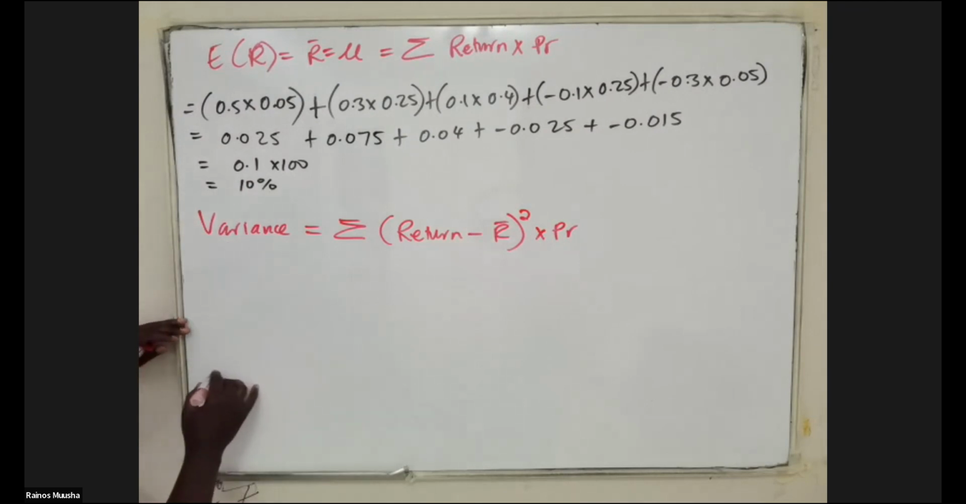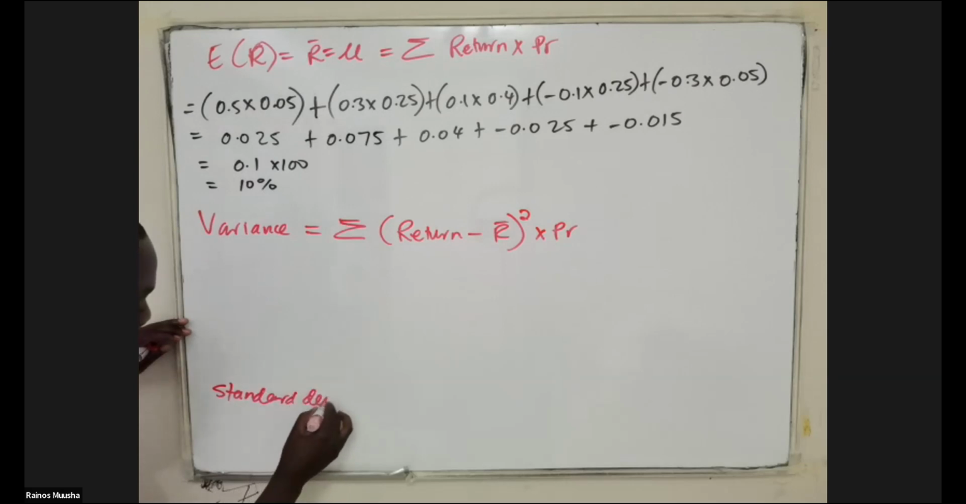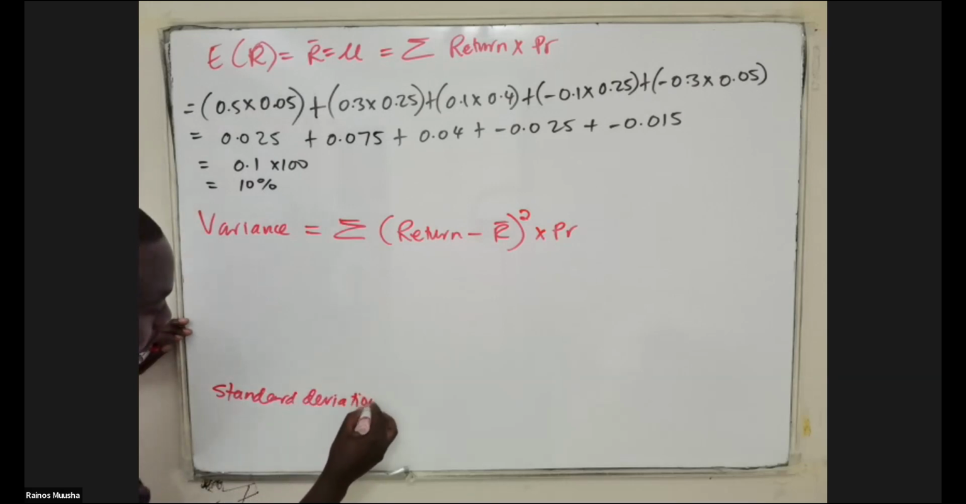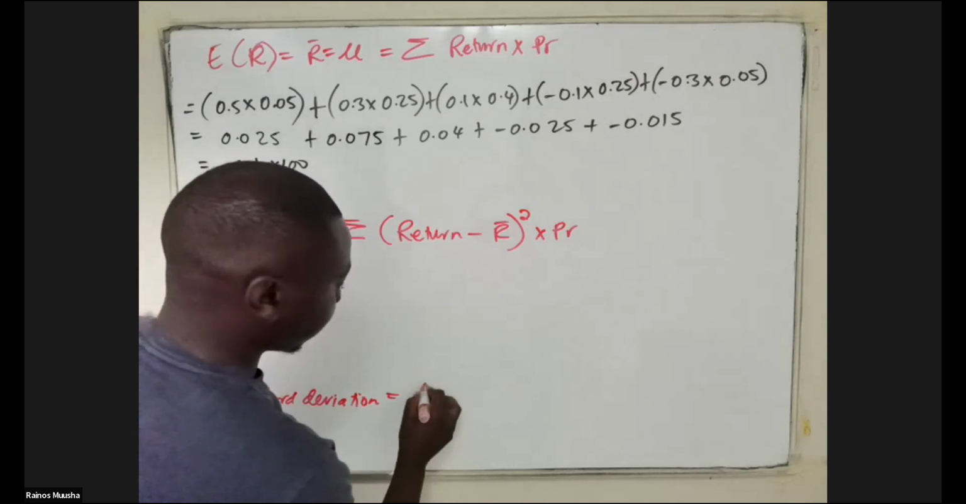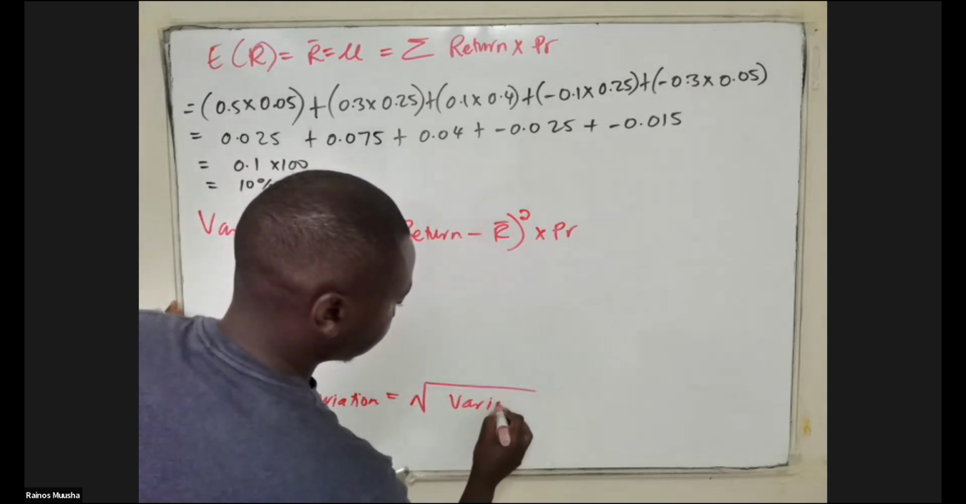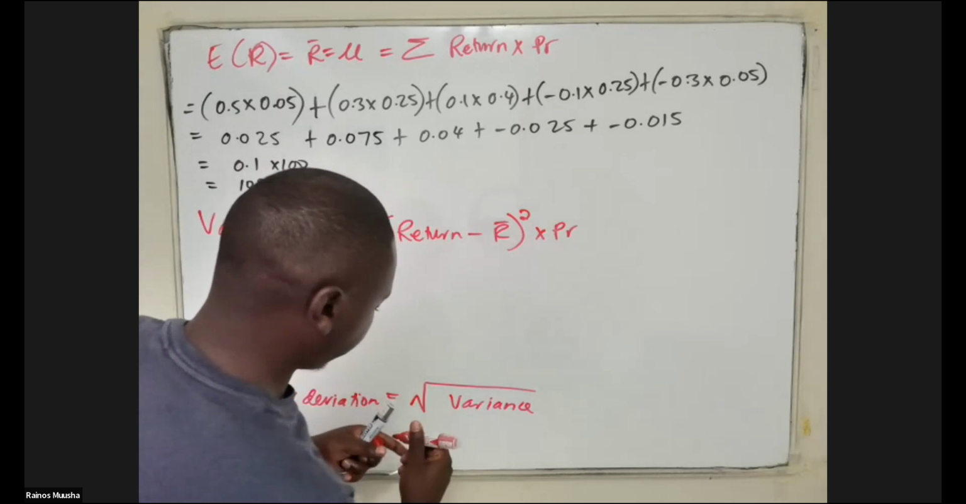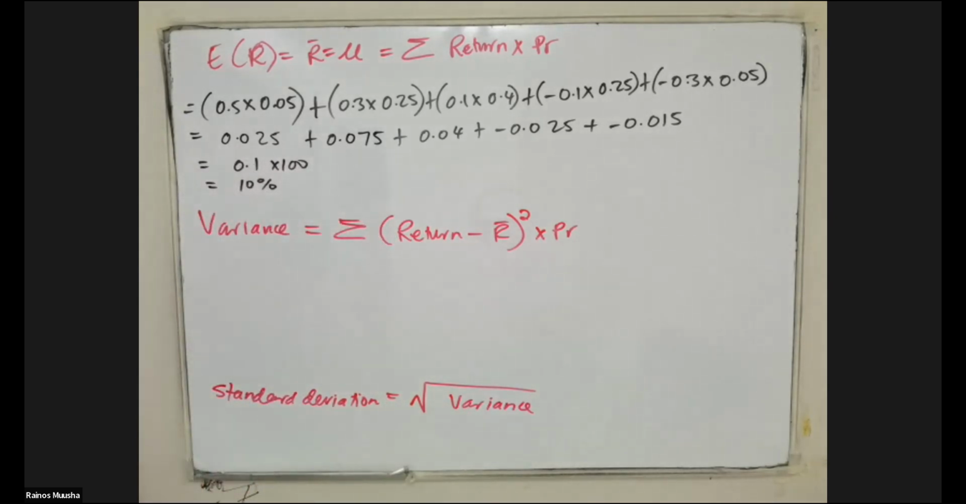Then from there, the standard deviation is given as the square root of the variance. I'm just going to demonstrate that the method given in the textbook and the method you're already familiar with from your undergrad, whether you did INV, financial management or even risk management, give the same result. They usually use this particular method to calculate the standard deviation.